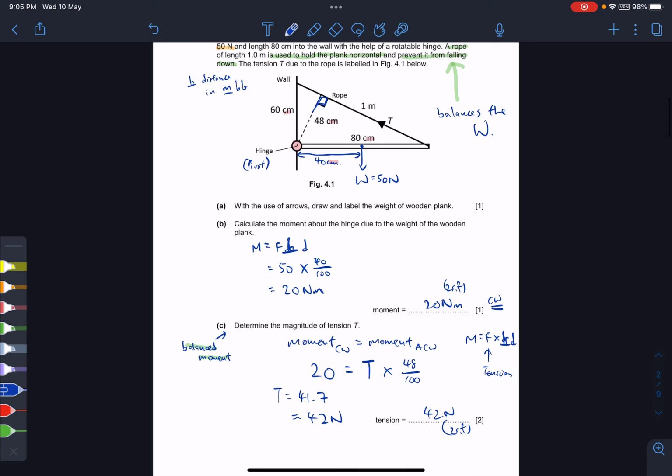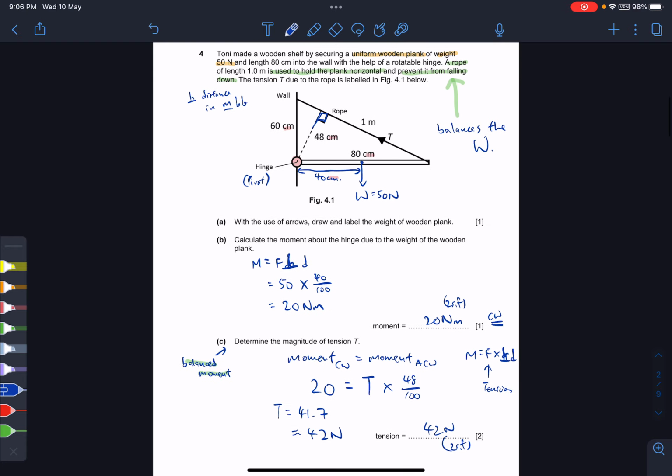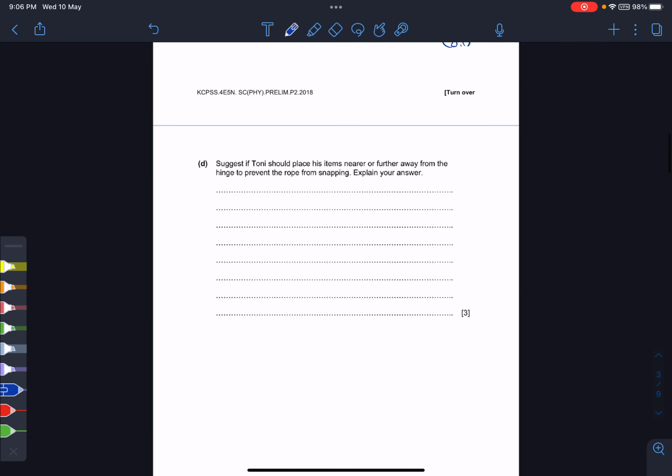Alright, okay, moving on. Now the person says something along the line, should he put his items nearer or further away from the hinge to prevent it from snapping? So let's look at the diagram again. The diagram, what happens is, you can put items and everything. So we should actually put it nearer. Why? Okay, so when your items are nearer to the hinge, or in other words, basically the pivot.